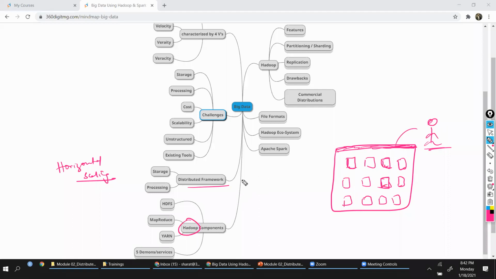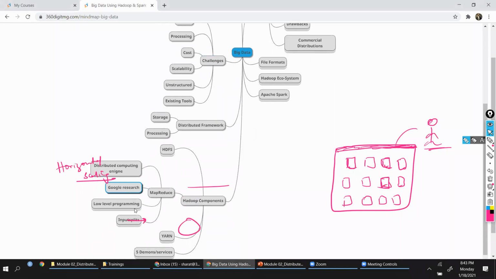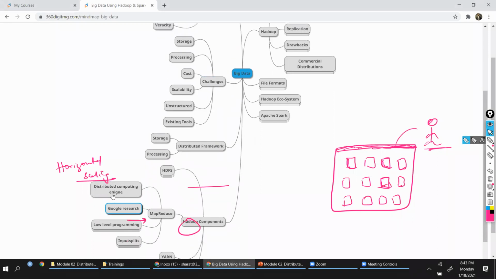Now, this Hadoop basically is a combination of MapReduce. This is the concept which Google came up with, which is basically the result of Google research. And it is a distributed computing framework. It's a computing engine which computes the data which is lying on different servers.